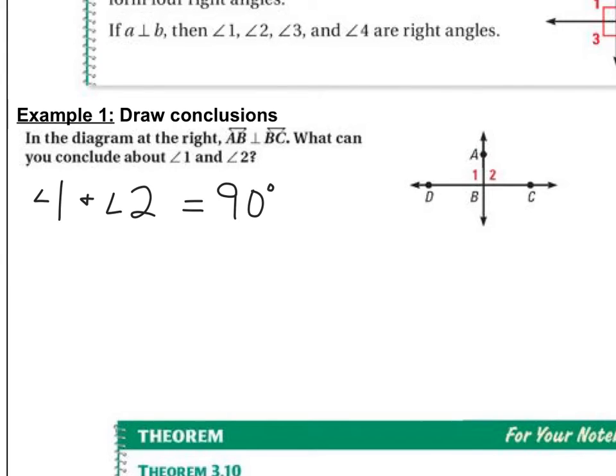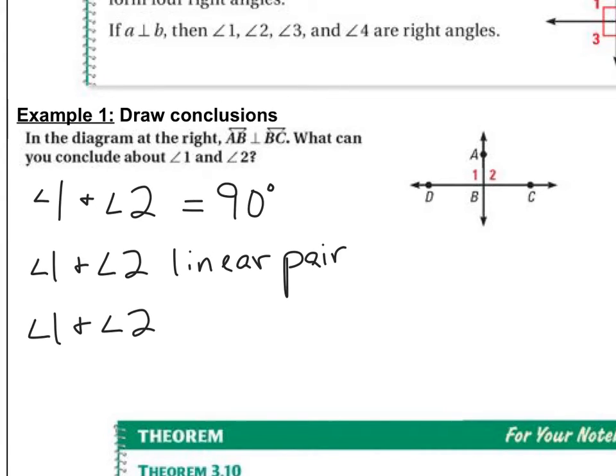We would also know that angle 1 and angle 2, they are a linear pair. We would also know that angle 1 and angle 2 are supplementary. So just some things that you can conclude just based on looking at those two and knowing that they intersect at a 90-degree angle.